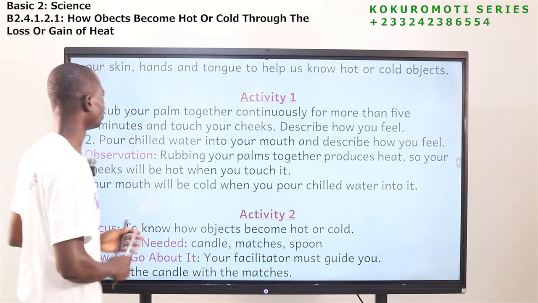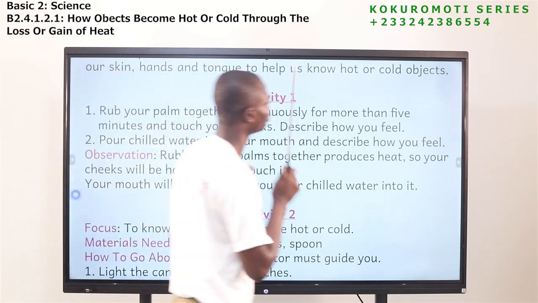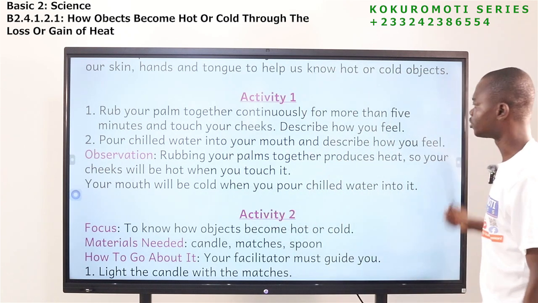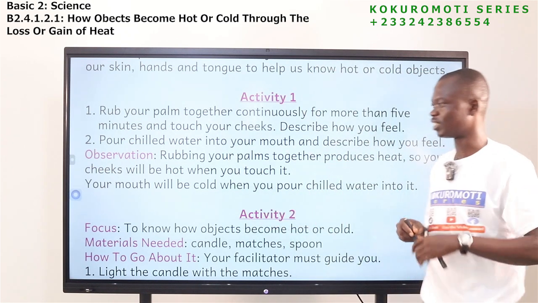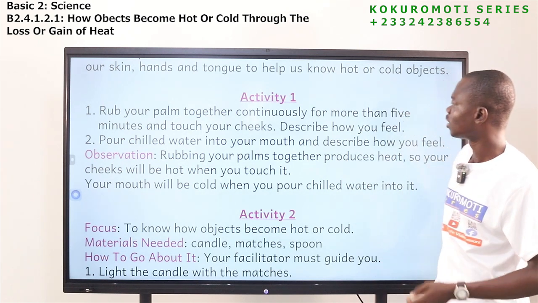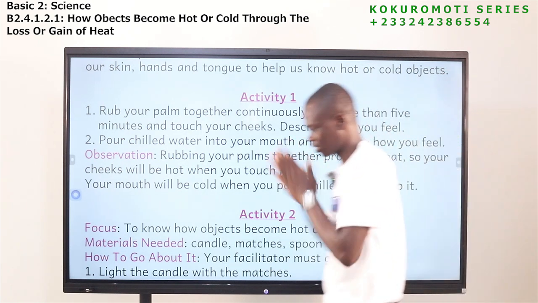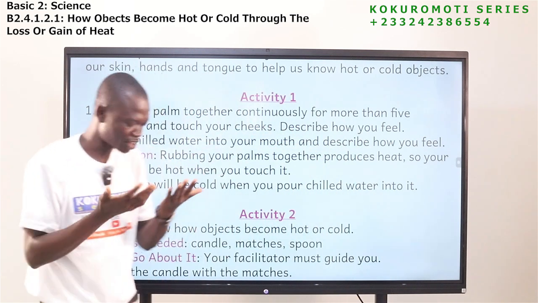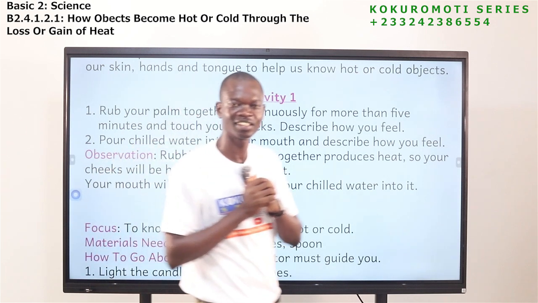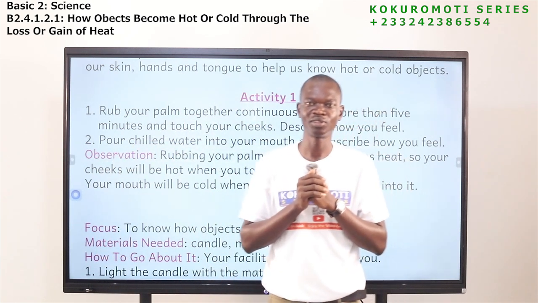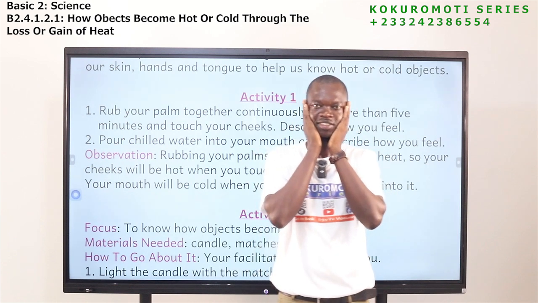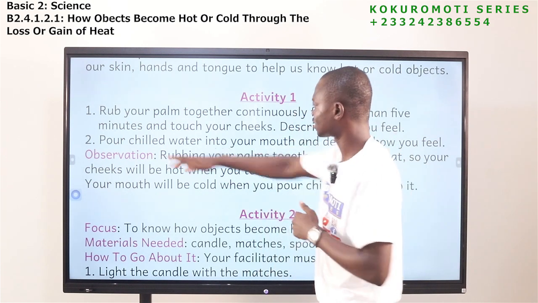So activity. Rub your palm together continuously for more than 5 minutes and touch your cheeks. Describe how you feel. So do it right now. We are doing it. We are going to rub our palms continuously for 5 minutes. Do it. Okay, my 5 minutes are up. Okay, you too do it. Let's share with me what you experience. Is it hot or cold? It's hot, right?